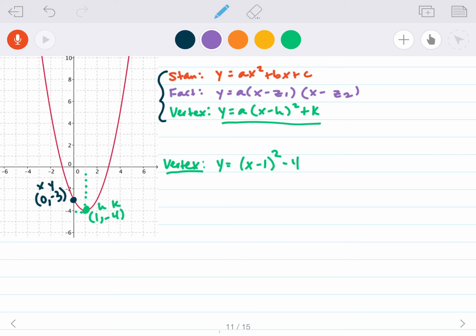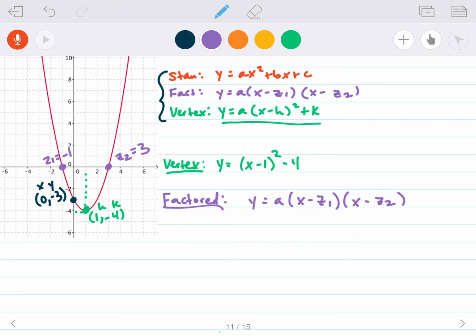Okay, so now what we can do is move on to factored form, because this picture actually gives us a nice thing for factored form. So for factored form, we have y equals a times x minus the first 0 times x minus the second 0. And we just established that a was 1. And we can see from our picture that we have z1 and z2. So z1 is equal to, it looks like, negative 1. And z2 is equal to 3. That's where our zeros are. That's where it crosses the x-axis.